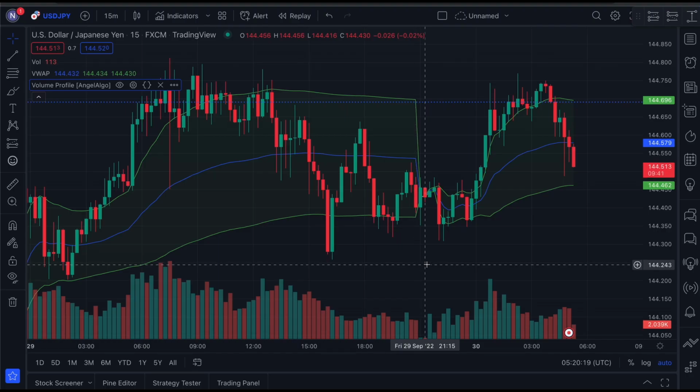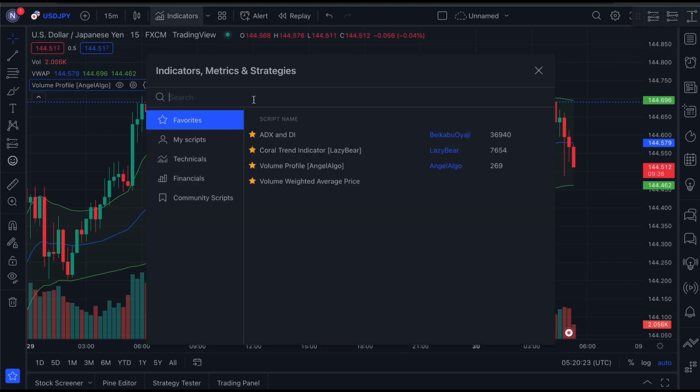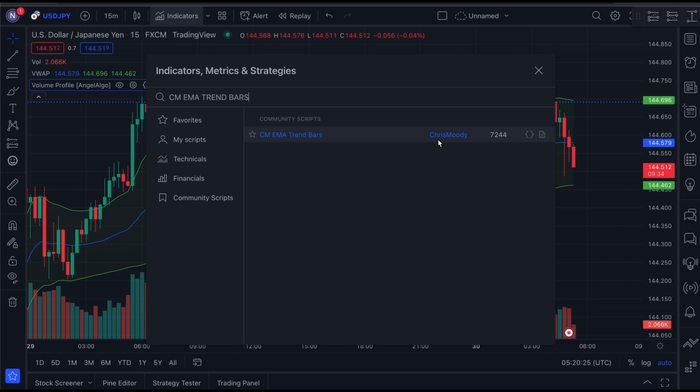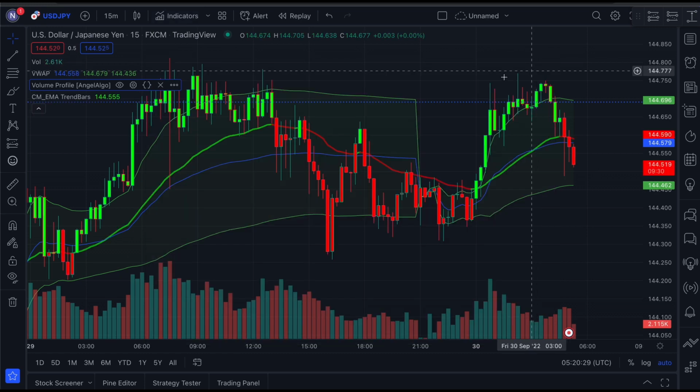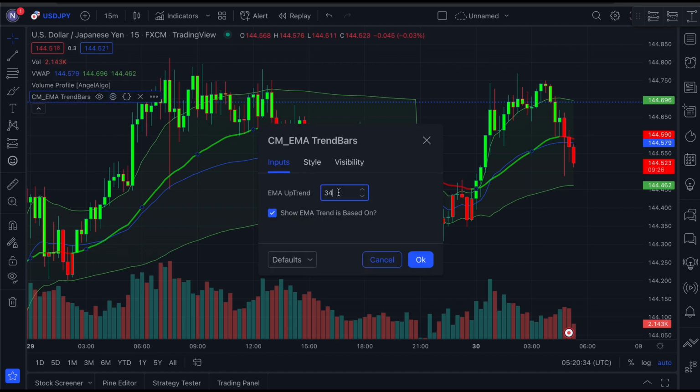Now we're ready for the third and final indicator. Heading up to the indicator bar, we can search for CM EMA Trends by Chris Moody. We need to change some settings on this indicator as well, so heading over to the CM EMA settings, we can change the EMA uptrend from 34 to 200 and disable this option below it.